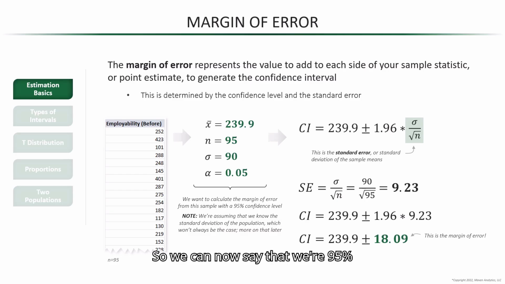So we can now say that we're 95% confident that the average employability scores of our MBA students, past and present, at the beginning of the program will be 239.9, give or take 18.09. In other words, roughly from 222 up to 258. Which does also mean, of course, that there's a 5% chance that the real value is actually outside of that interval.